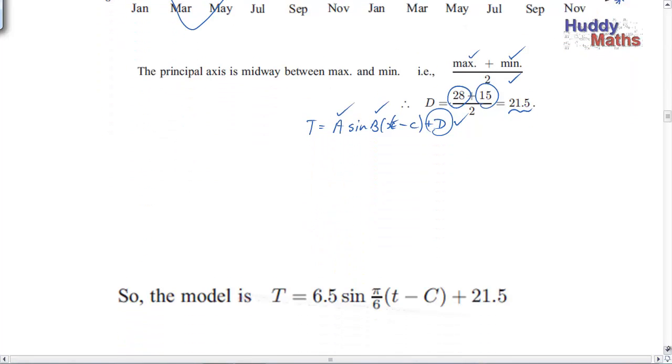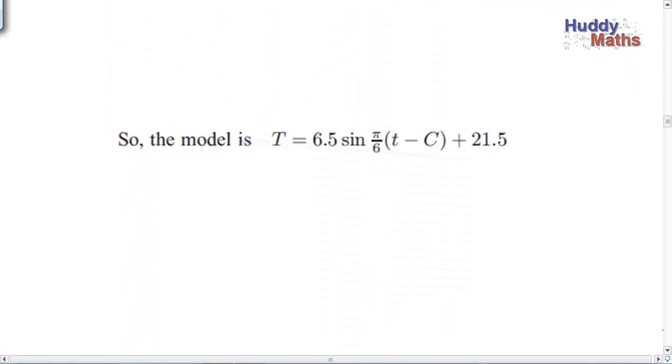So I'm doing these in little pieces for you. We're up to here. We've got all of these. Okay, and now we want to find C. Well, C is actually here. C is the X translation in the positive direction because it's x take c. So it's the move to the right. C moves to the right from the usual sine position. Right, so you need to know your graphs pretty well from the earlier work.